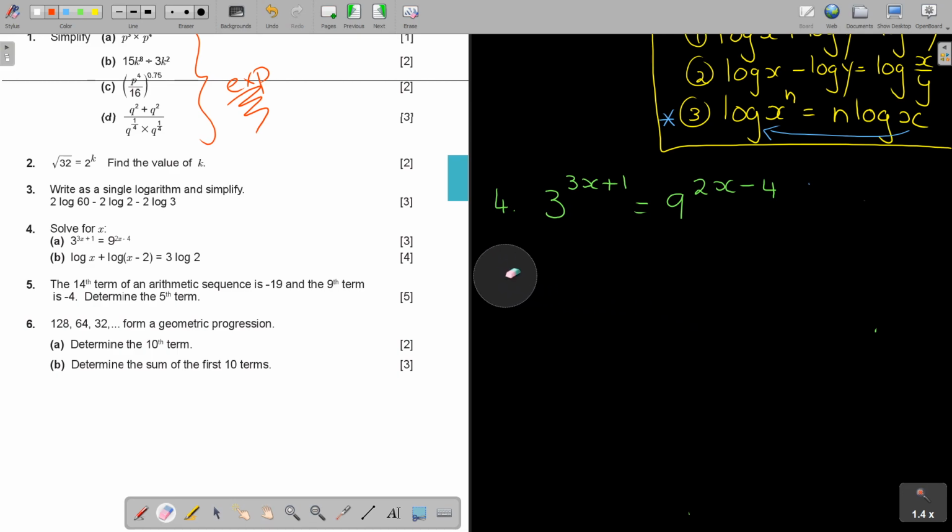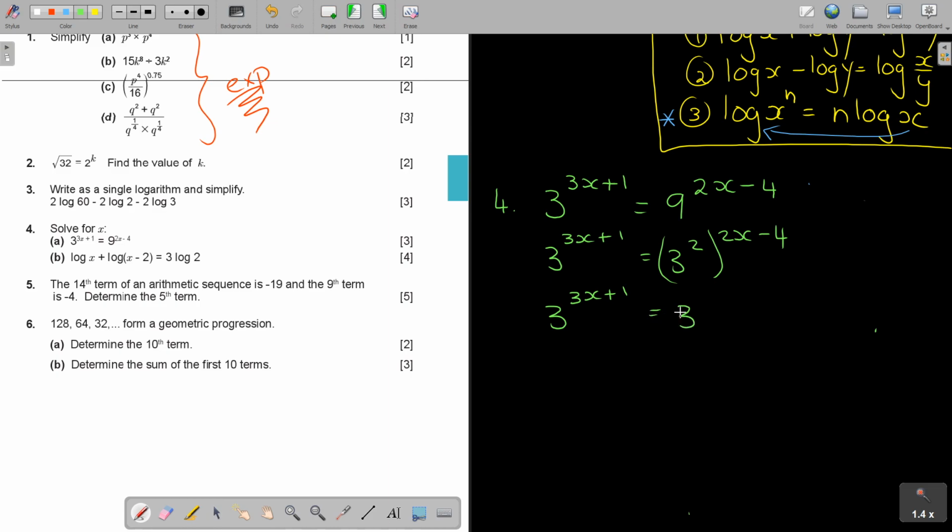Okay, I want to show you how I do it. Because I saw 3 and 9, and I know that's going to be nice, because 3 to the power 2, do you see? And I want to show you that it's easier. So it's 3, and then it's 3x plus 1, and that's 3, and that's going to be 4x minus 8. And now the bases are the same. Can you see how easy it is? So 3x plus 1 is going to be 4x minus 8.